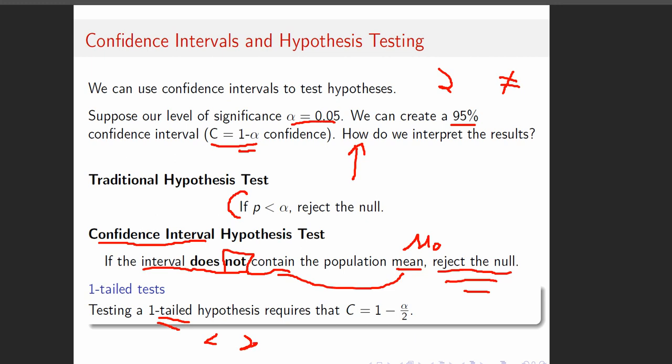So if I want to test, sorry, that's really bad. Just trying to draw greater than. There we go. Less than or greater than are one-tailed hypotheses.